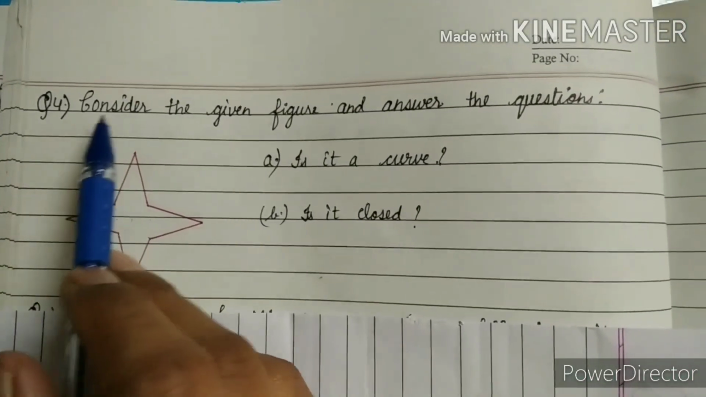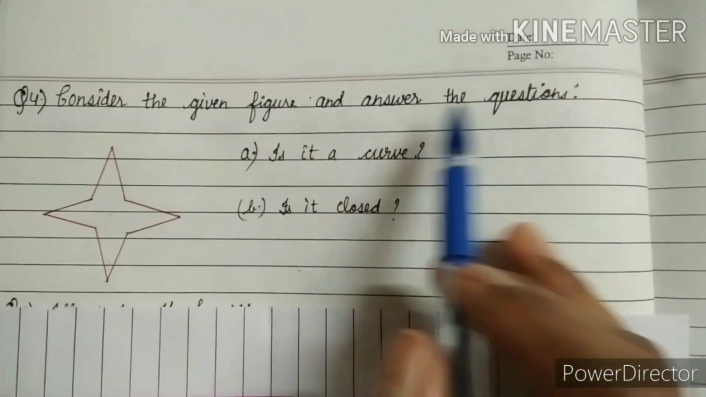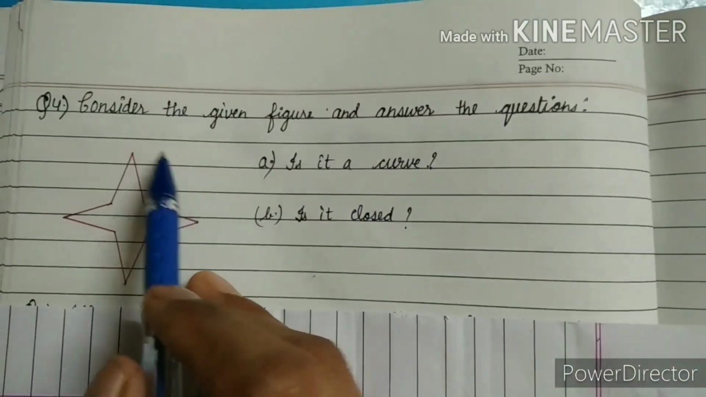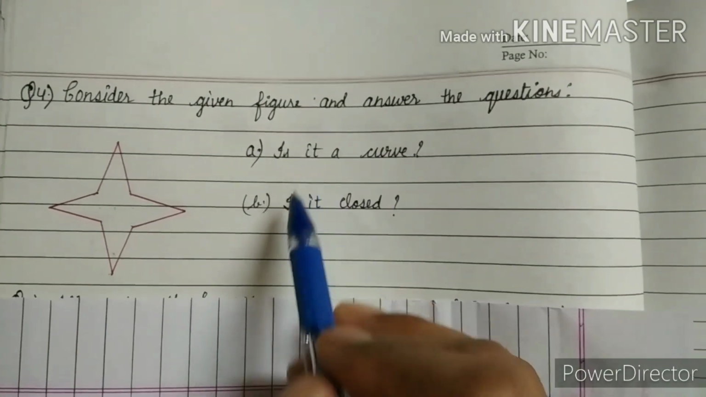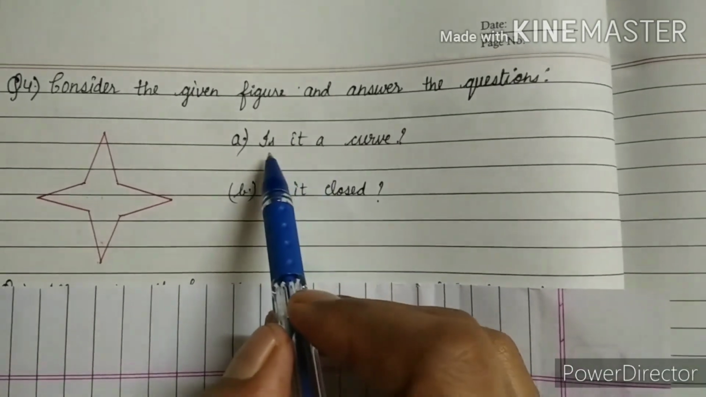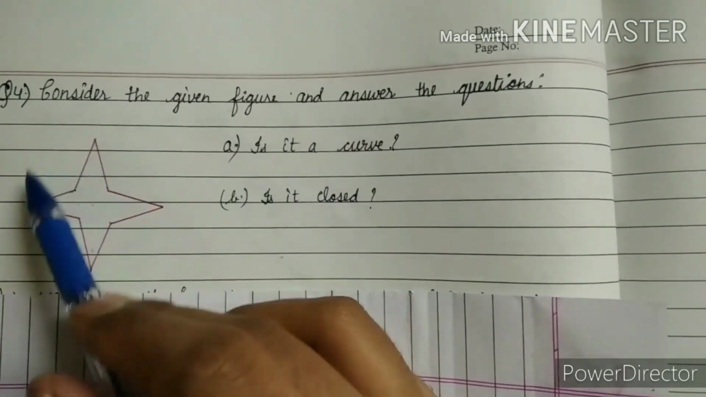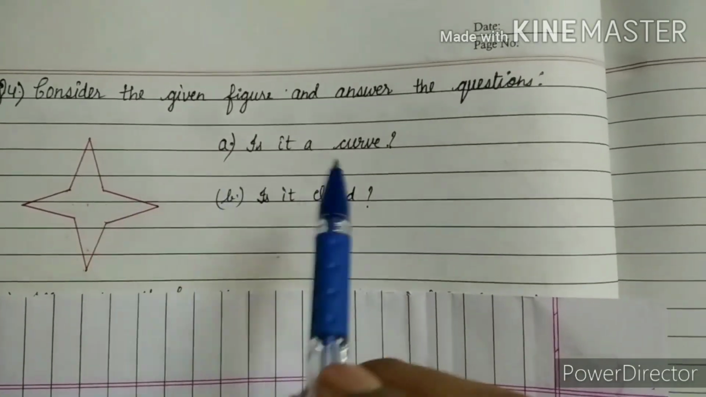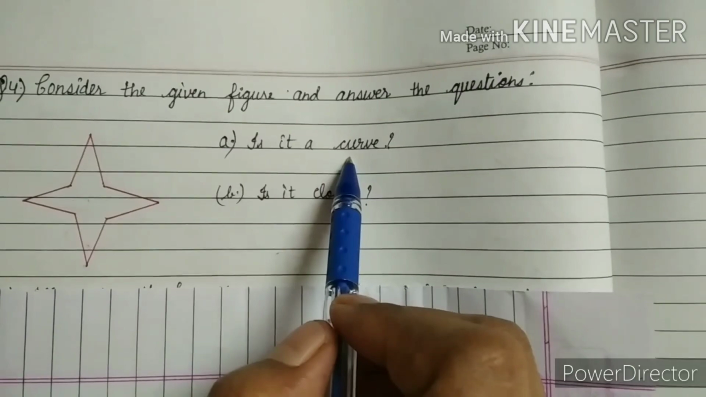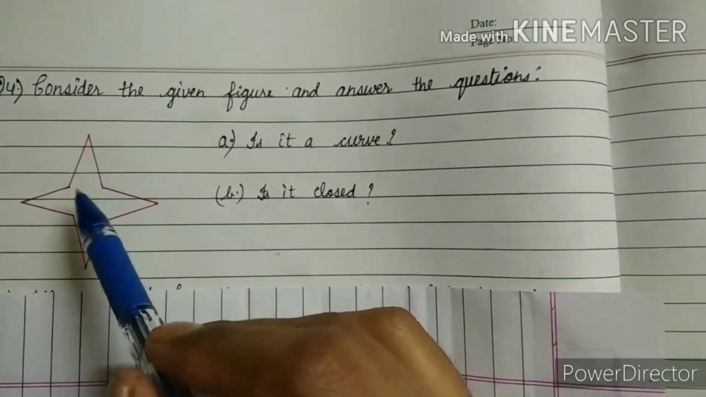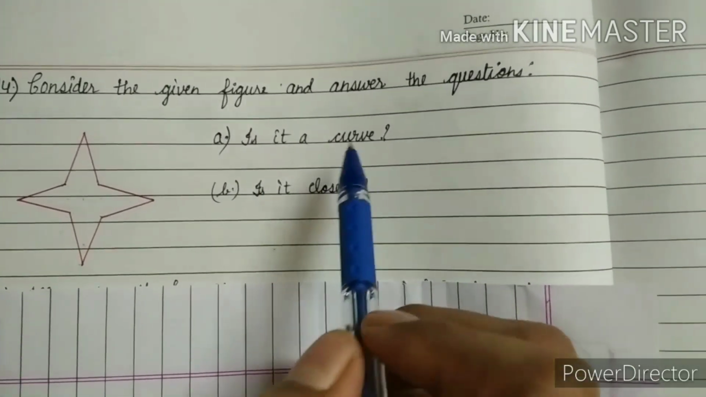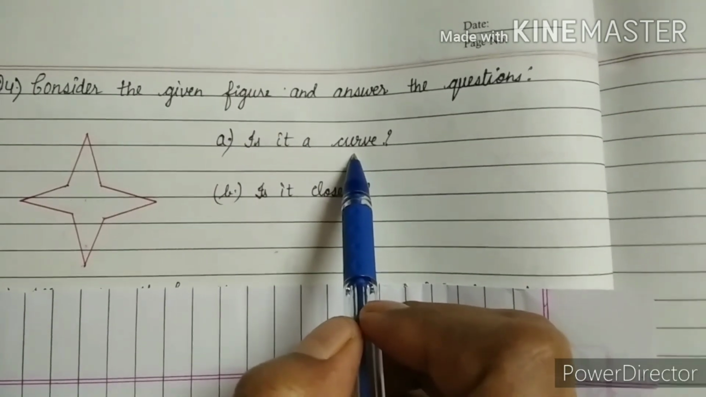Now question number 4, consider the given figure and answer the questions. So we have to see this figure and we have to answer A and B sections. A section said, is it a curve? It means the given figure is a curve or not. So we know a curve is a drawing which can be made without lifting the pencil or without the use of a ruler.